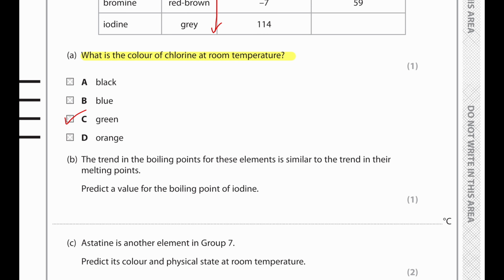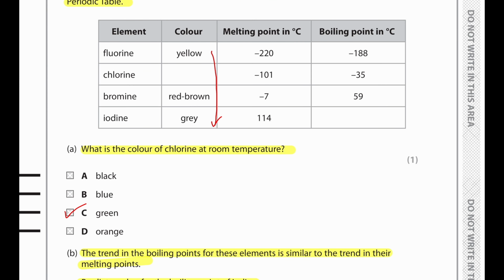The trend in the boiling point for these elements is similar to the trend in melting points. Predict a value for the boiling point of iodine. So iodine can have a boiling point of around 80 degrees Celsius above, because from here to here we can see there is almost 130, and from here to here we can see there is a difference of about 60 plus 95 degrees. So we can expect another 95 degrees increase in terms of boiling temperature.